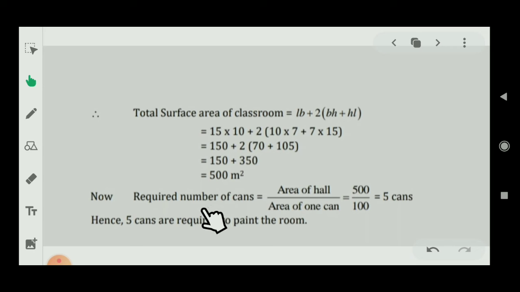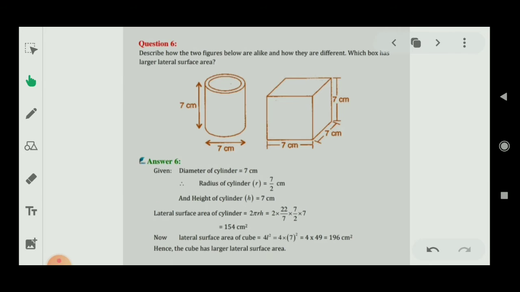So when we find out the required number of cans, that means area of hall upon area of one can. Area of one can is given in the question, that is 100, and area of hall we can see this value is the area of hall. That means after solving it, its value is 5 cans. So in the last we can say that 5 cans are required to paint the room. Let's see the next question, students.